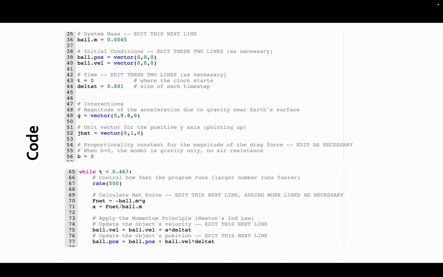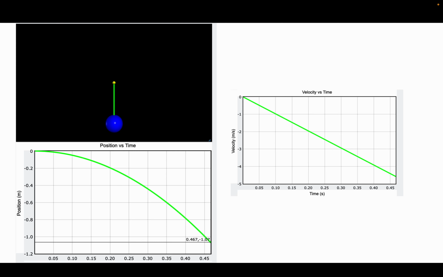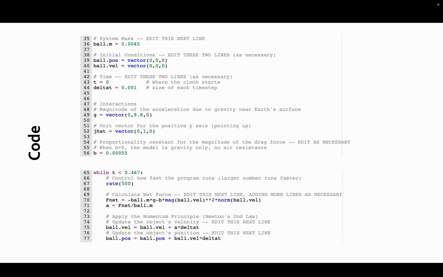I then used the acceleration line and updated the velocity of the ball in line 75, and then I used the result of line 75 and line 77 to get the updated position of the ball. This model displayed an object falling with only the force of gravity acting upon it. Here are the results of the computational model with only the force of gravity. The position versus time is not linear, and the velocity versus time is increasing in the negative direction at a constant rate. The final distance of the object can be seen to be negative 1.07 meters.